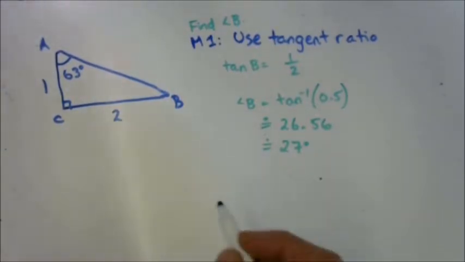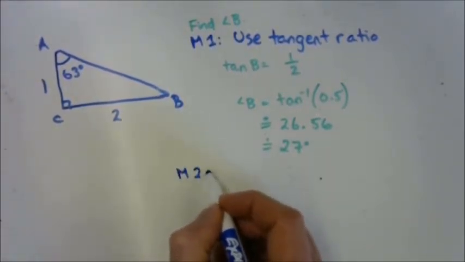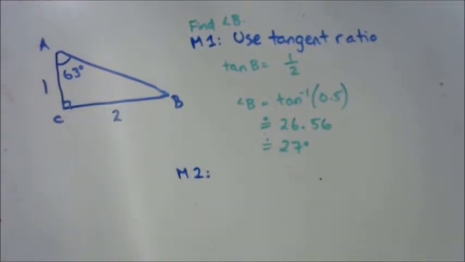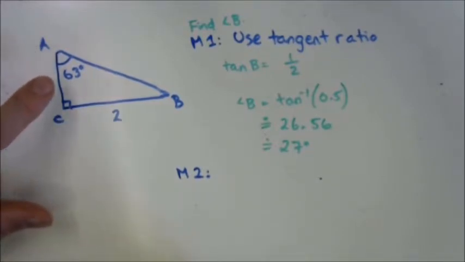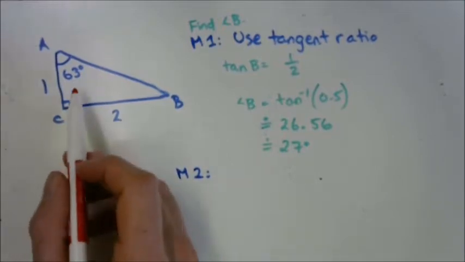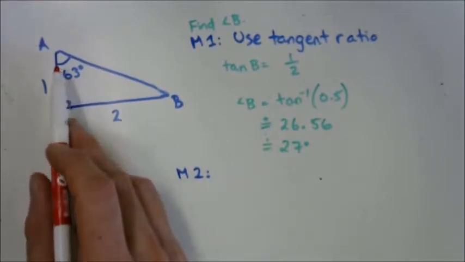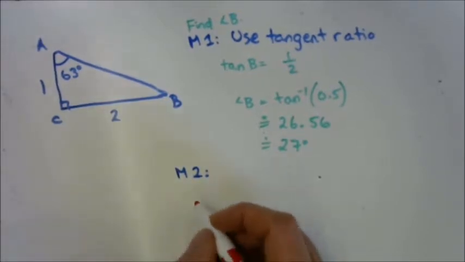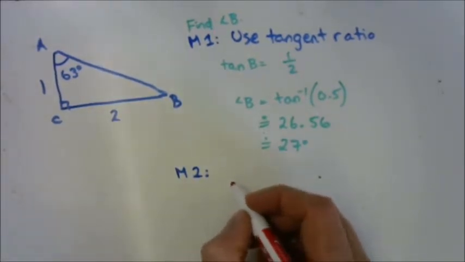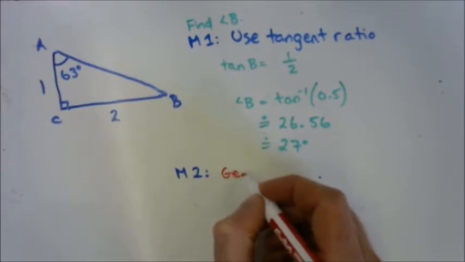Can anyone think of the second method for solving for angle B? Lindsay. Yeah, we already know that the sum of interior angles in a triangle is 180. We know this one, C is 90, A is 63. So really, we know that A and B are complementary angles. They need to add up to 90. But anyway, we'll say this method is called geometric.